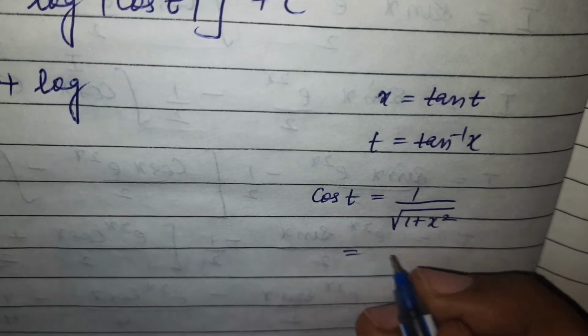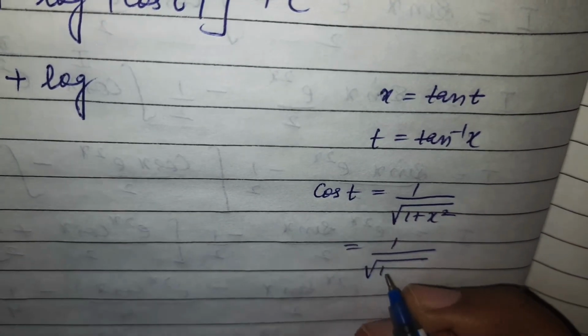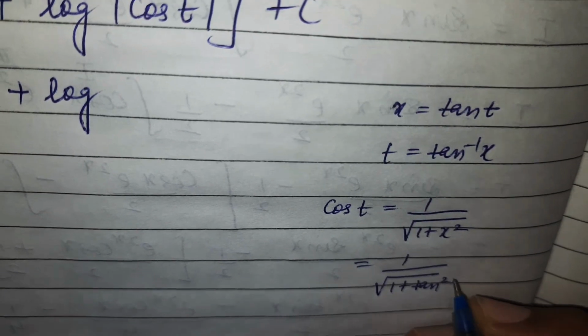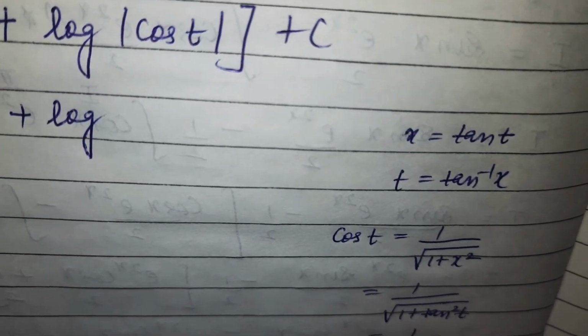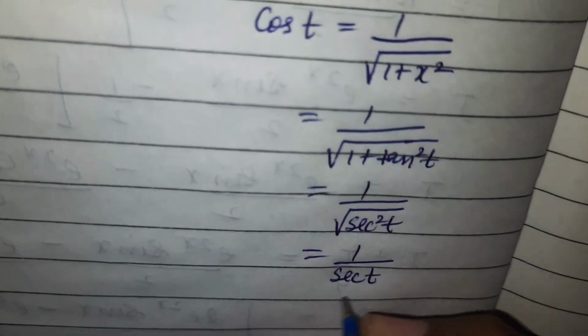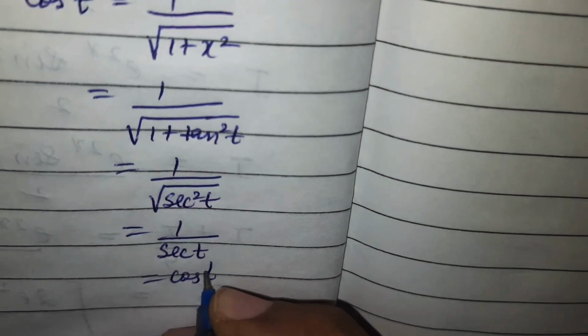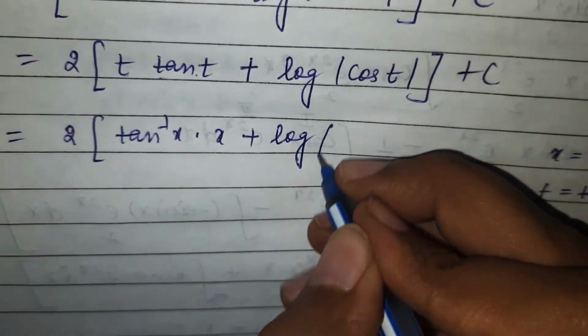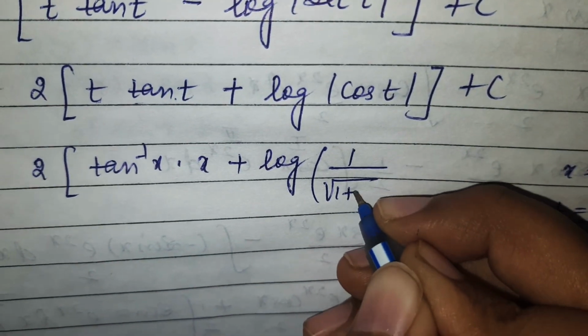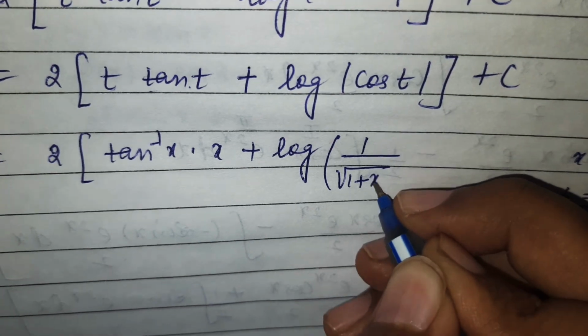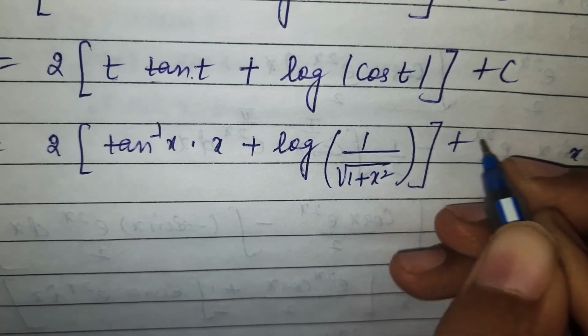can be written as 1 upon under root 1 plus x square. How? See, 1 plus value of x is 1 plus tan square t. 1 plus tan square t is what? Secant square t. Secant square t is what? 1 upon cos t, so secant t is 1 upon cos t. So that's why cos t will become 1 upon under root 1 plus x square plus c.